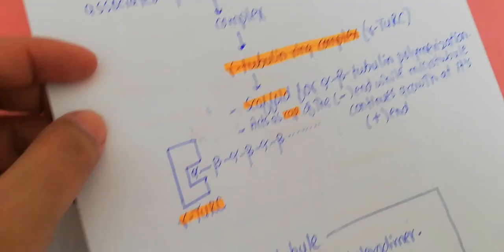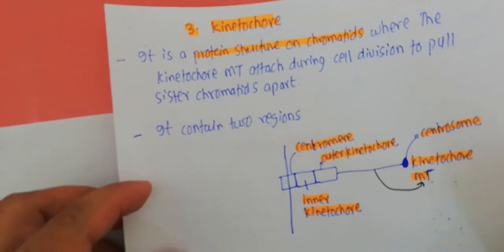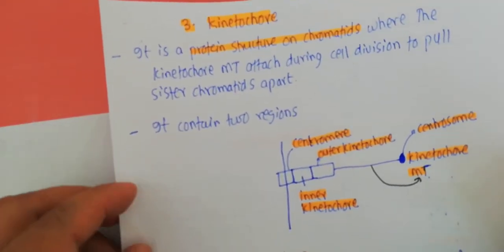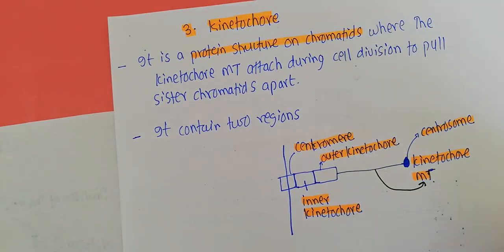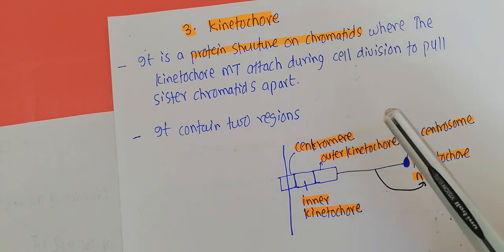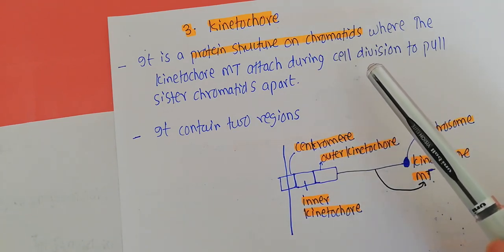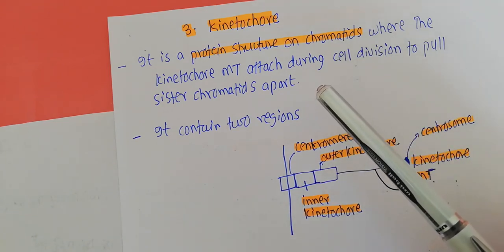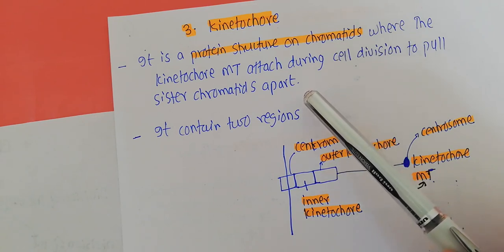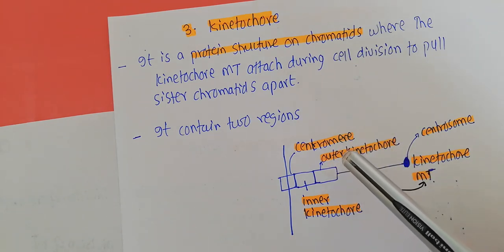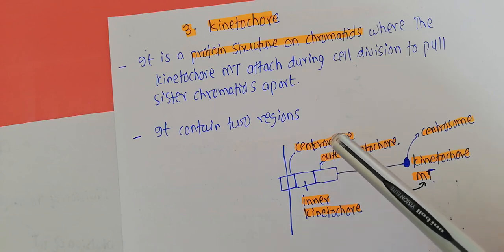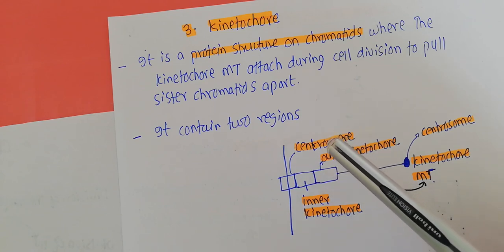The third component of the machinery is the kinetochore. The kinetochore is a protein structure present on the chromatids, where the kinetochore microtubules attach during cell division to pull the sister chromatids apart. The kinetochore is a very important structure, because its absence means that you cannot equally divide the genetic material between the two daughter cells.